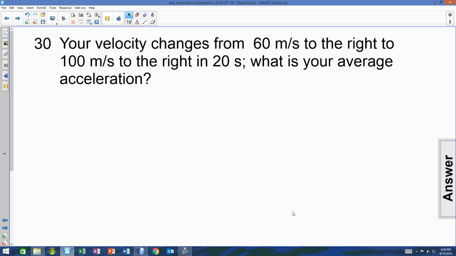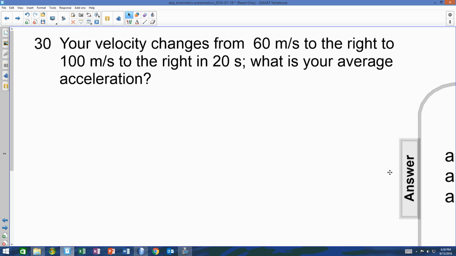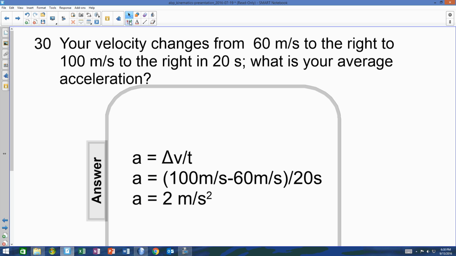Okay, so after you unpause your video, this is what we get. The change in velocity divided by the time is your acceleration. The acceleration should be 100 meters per second i hat minus 60 meters per second i hat, all divided by 20. And that is going to give us 2 meters per second squared i hat.